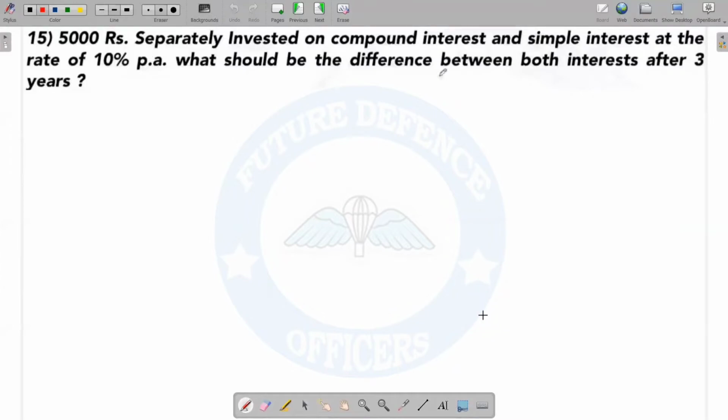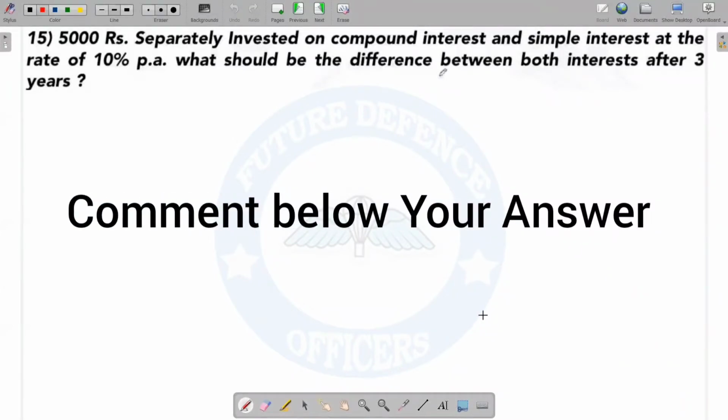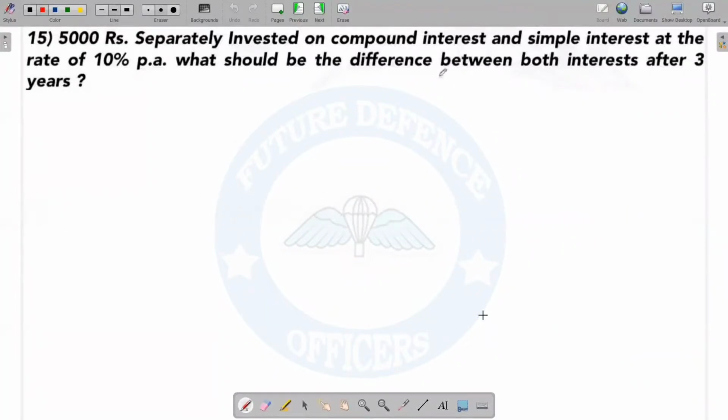Okay, let's read one question. You all have to solve this question. 5,000 separately invested on CI and SI at a rate of 10% per annum. What should be the difference between both interests after 3 years? As we were calculating here for 2 years, in the same way, everyone give the answer for 3 years.